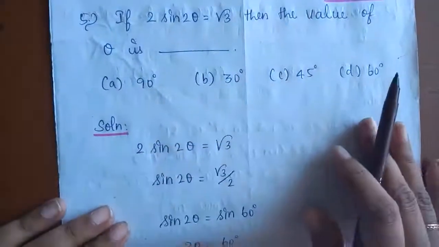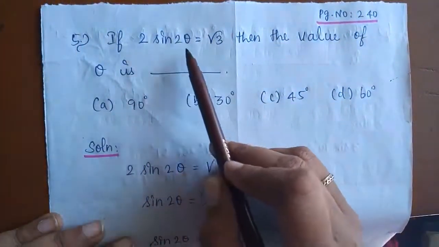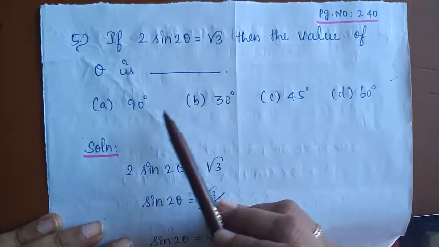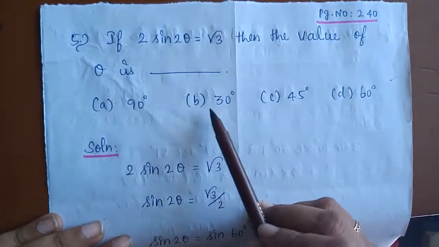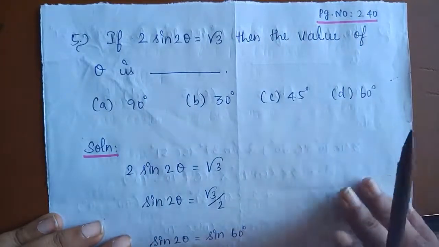Question number 5, which is on page number 240. If 2 sin 2 theta is equal to root 3, then the value of theta is dash. Option A 90 degree, option B 30 degree, option C 45 degree, and option D is 60 degree.